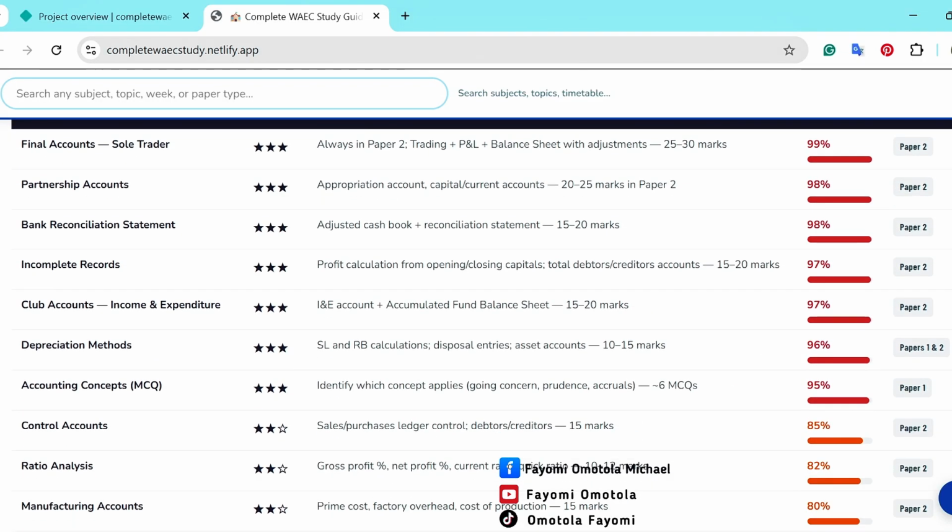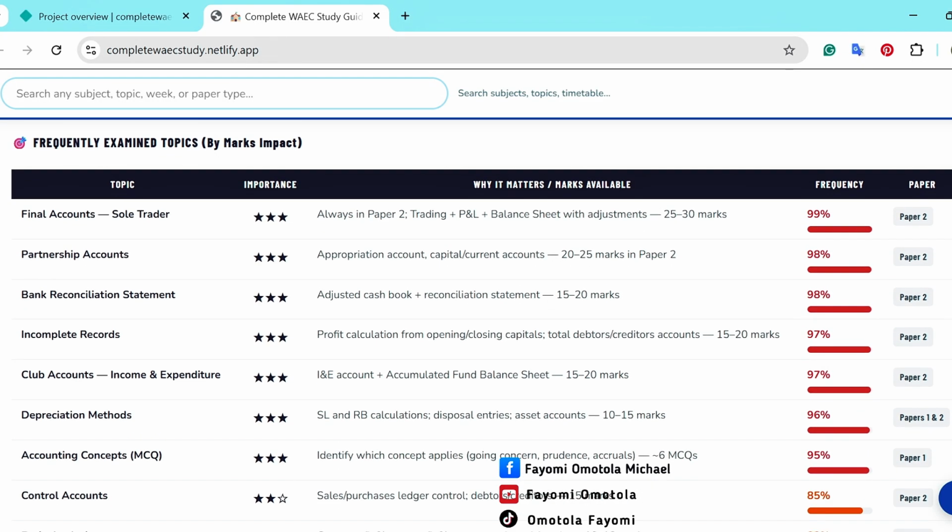So, frequently examined topics, you look at them. Financial final accounts will take 25 to 30 marks in 150. That means 150, you cut it into five places, and one part of it is getting it. Some of them are partnership account, bank reconciliation. See the marks that all these things may be allocated.